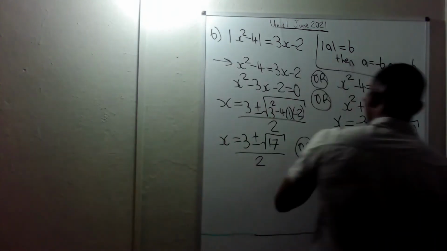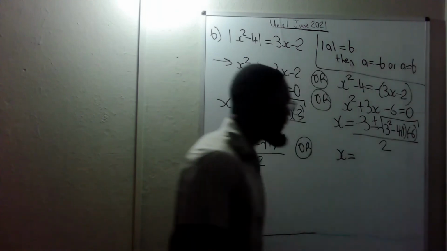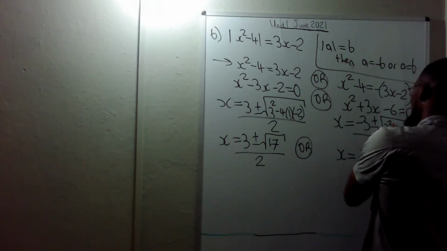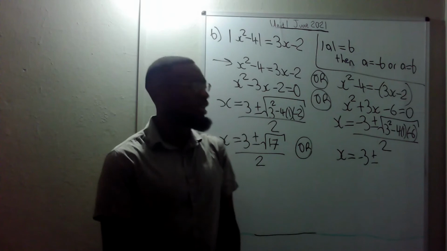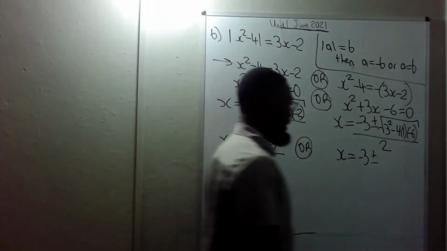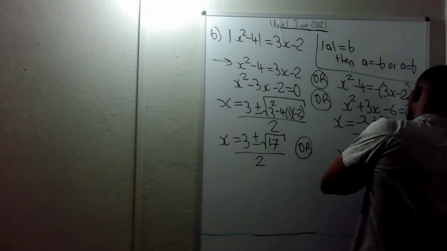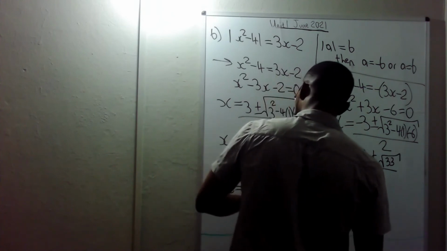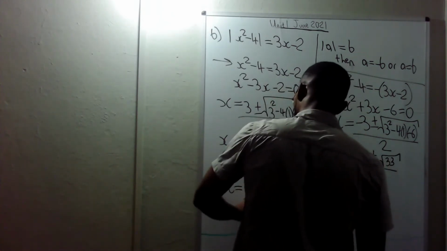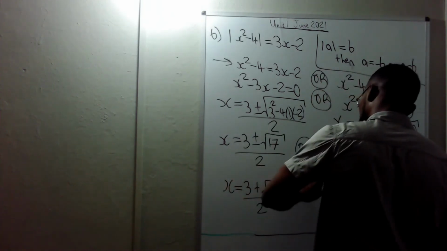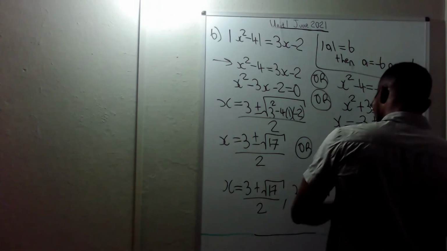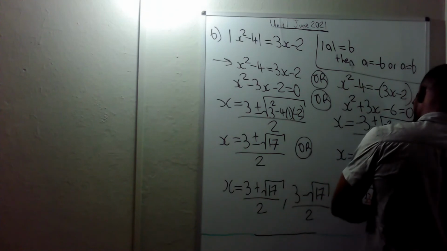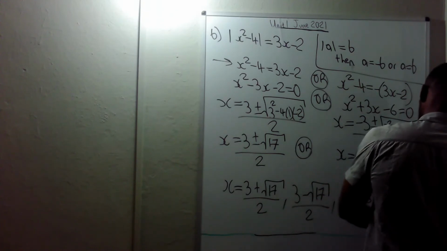So from the second part, we're getting x equal to minus 3 plus or minus the square root of 3 squared, which is 9, plus 6 times 4, which is 24. 24 plus 9 is 33, over 2. So all the answers then are x equal to 3 plus square root of 17 over 2, 3 minus square root 17 over 2, minus 3 plus the root of 33 over 2, minus 3 minus the root of 33 over 2.